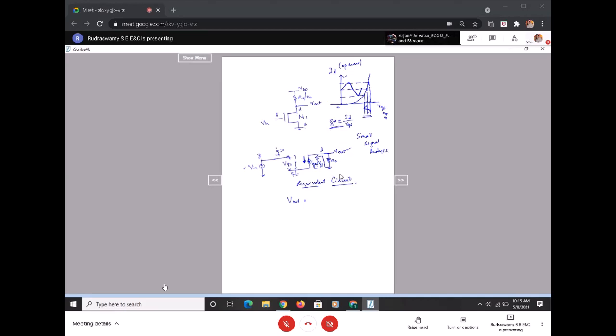Now if I want to calculate the V out, or do this node analysis, I can simply get minus GM times VGS. So this is what my drain current is all about. This is the current flowing into the RD, which is nothing but V out. And what is VGS now?